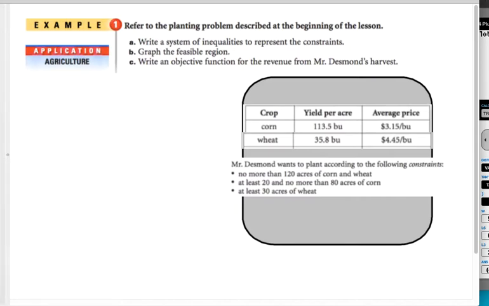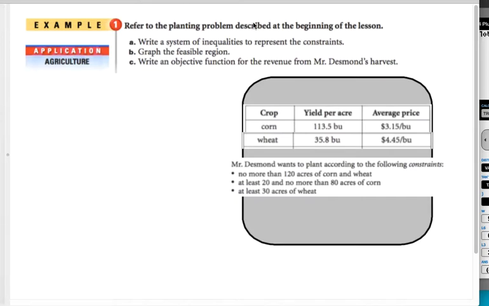So, example 1, referring to the problem that we just read about Mr. Desmond. We're going to write a system of inequalities to represent the constraints, graph the feasible region, and write an objective function for the harvest. Okay, so let's start with the first of these things, which is we need a system of inequalities.